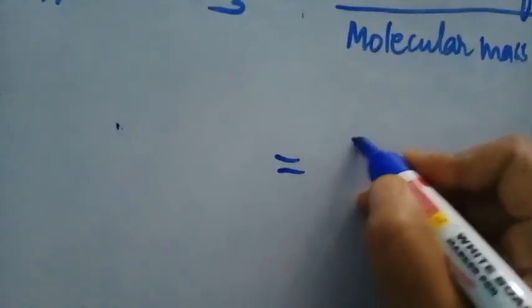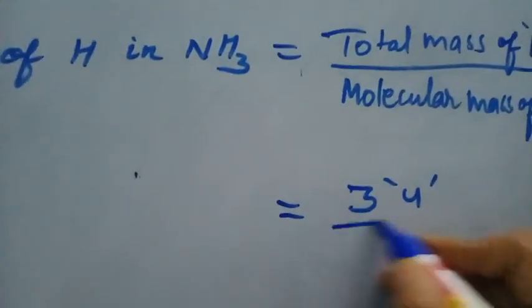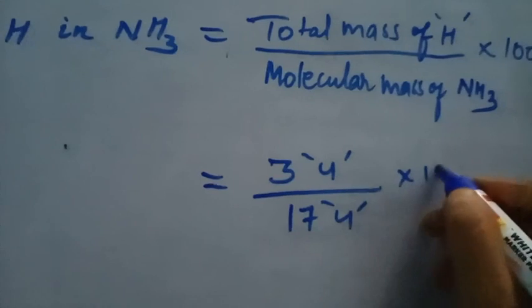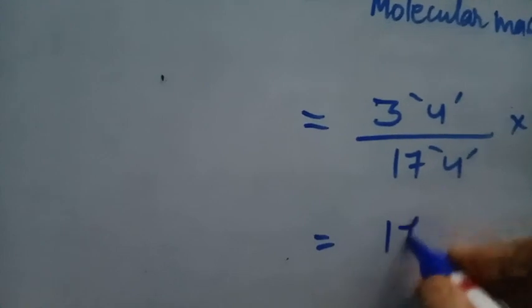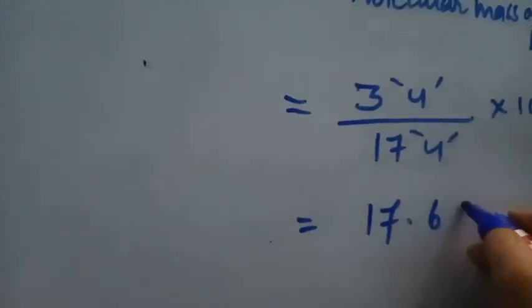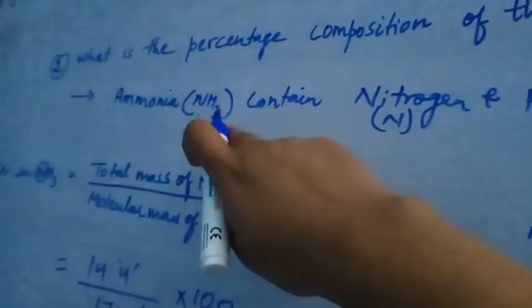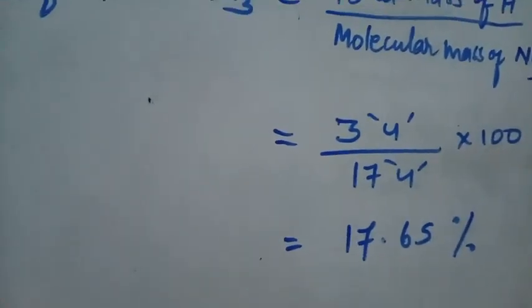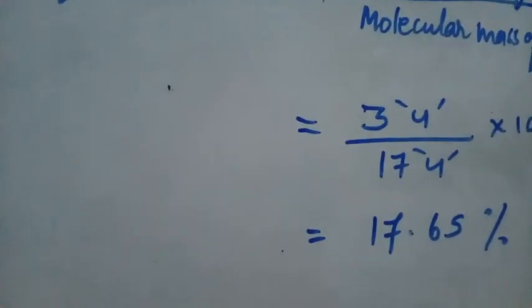So we will put this value here, 3u. So 3u divided by the molecular mass of ammonia, we already know it is 17u, into 100. So when we calculate this, we will get the value 17.65%. Okay. So what is the percentage of hydrogen in the compound ammonia? The percentage here is 17.65% of hydrogen by mass is present in ammonia.